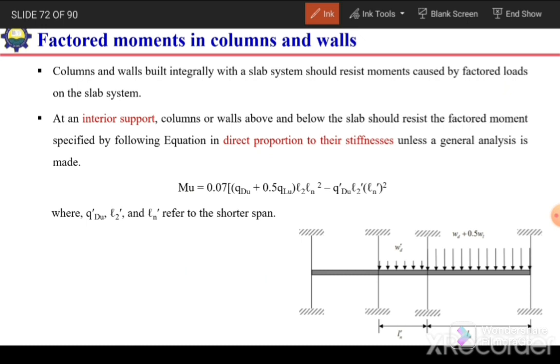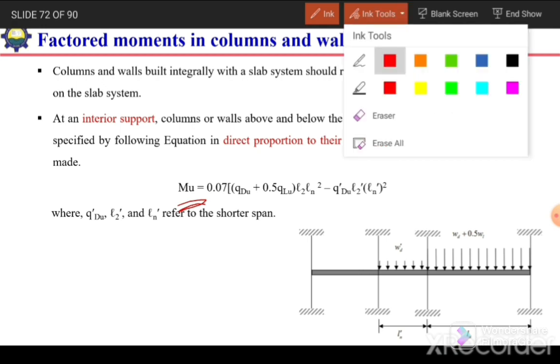But if their stiffness ratio is different, the distribution of this moment will be proportional to their stiffness. A column with larger stiffness ratio, or the larger stiffness value, will resist the larger portion of the unbalanced moment, and the column with lesser stiffness will resist the lesser portion of the unbalanced moment.